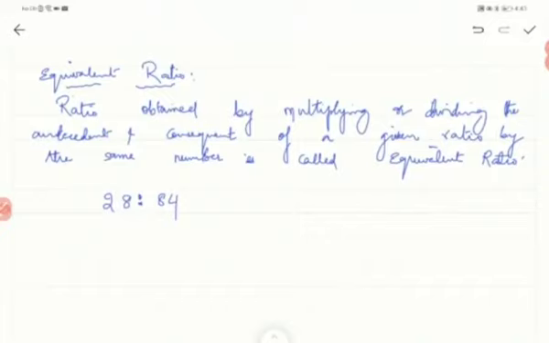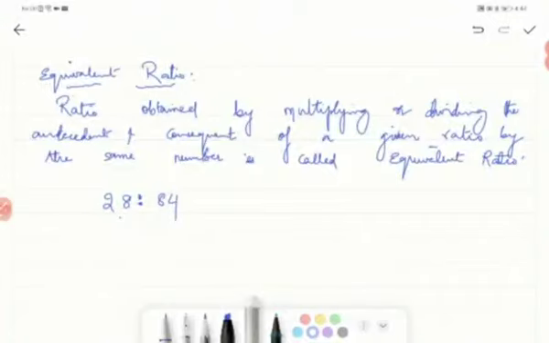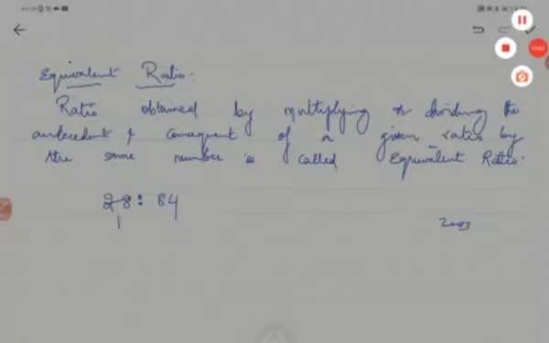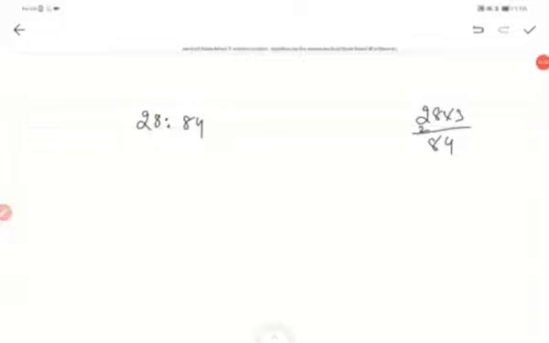Okay, so you have 28 is to 84. Is this in the lowest ratio form? No, you can cut this number. 28 ones are 28, and 28 threes are 84. So the lowest form of 28 is to 84 is 1 is to 3.